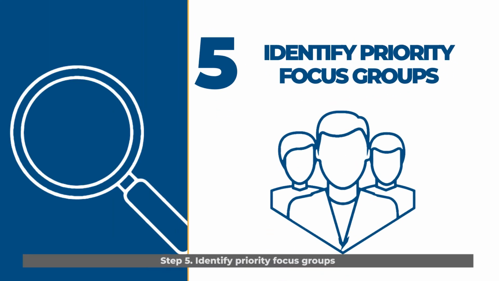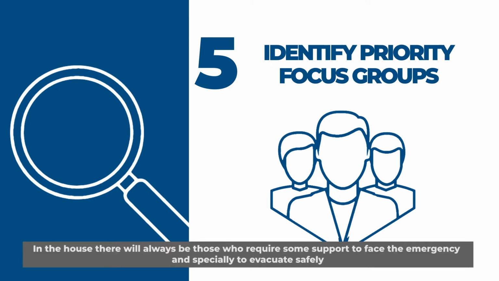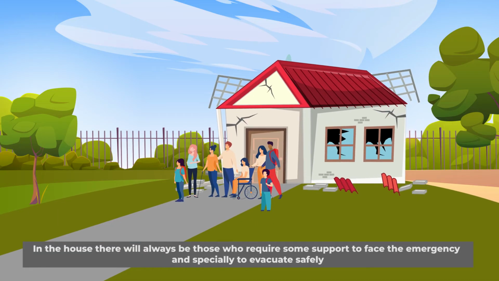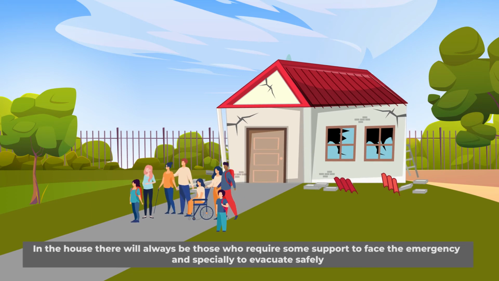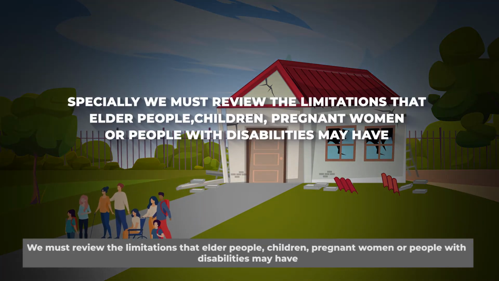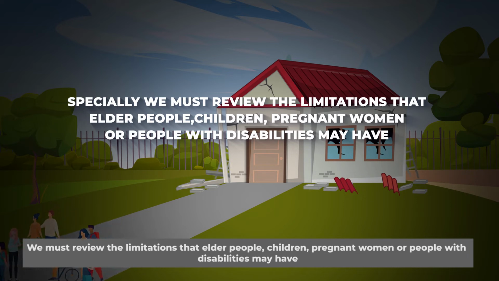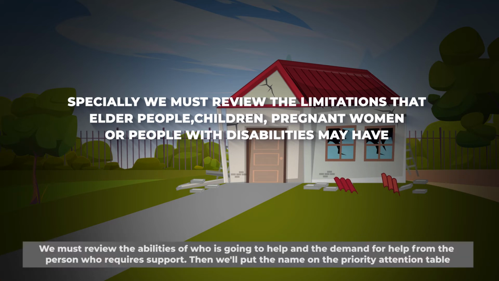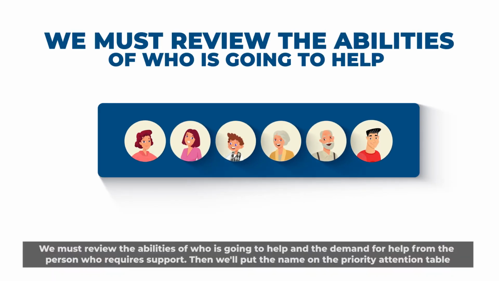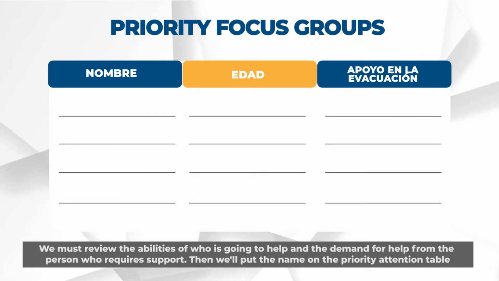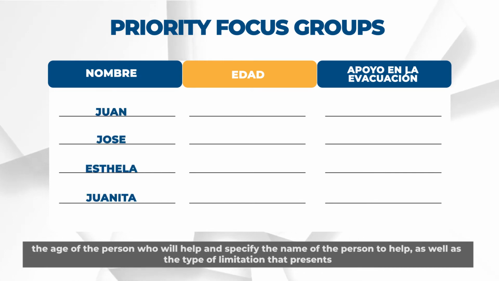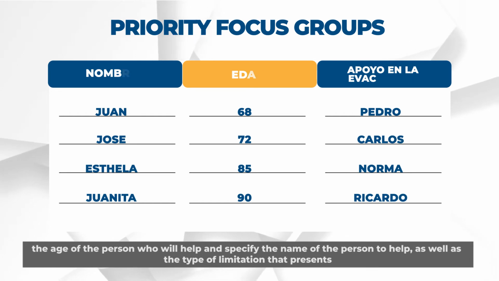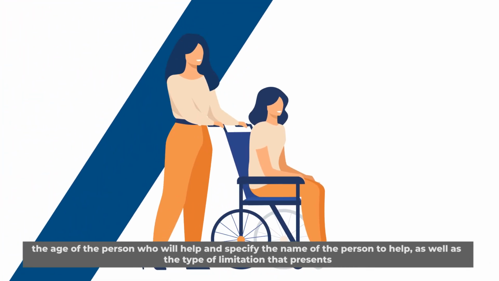Step number 5. Identify priority focus groups. In the house, there will always be those who require some support to face the emergency and especially to evacuate safely. We must review the limitations that elderly people, children, pregnant women, or people with disabilities may have. We must review the abilities of who is going to help and the demand for help from the person who requires support. Then we'll put the name on the priority attention table, the age of the person who will help, and specify the name of the person to help, as well as the type of limitation that they present.